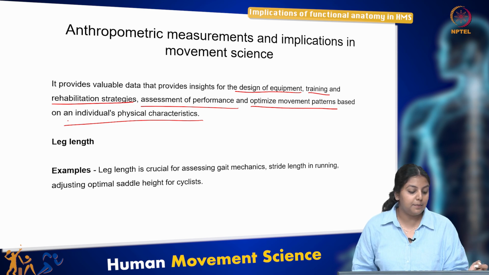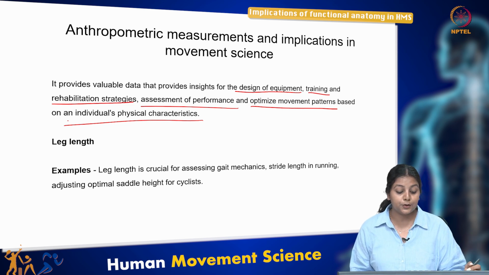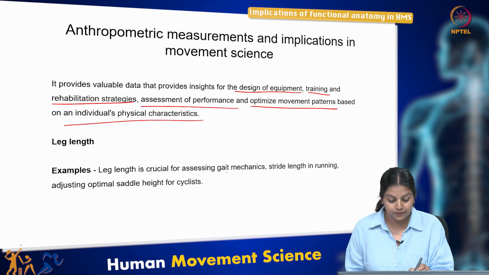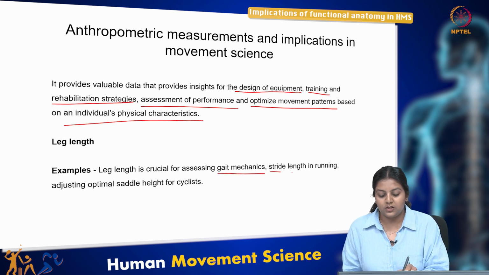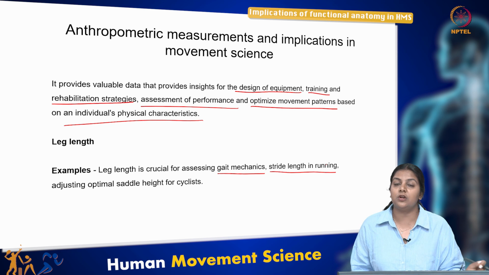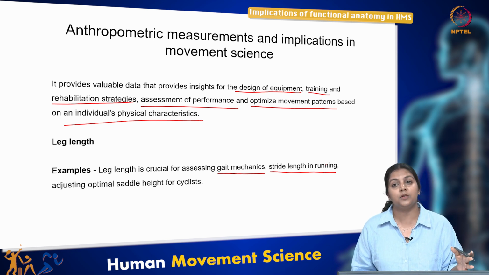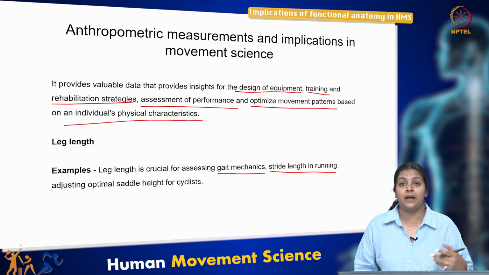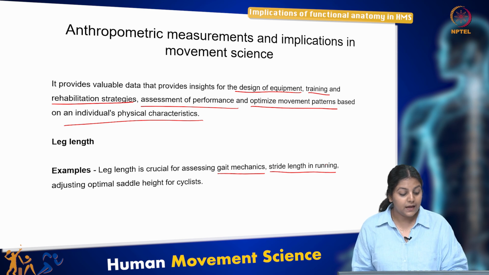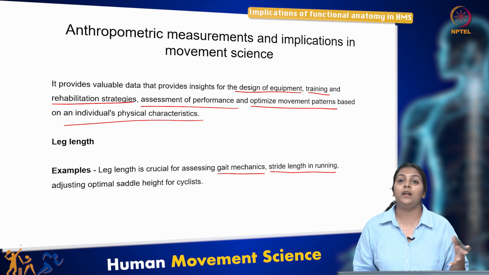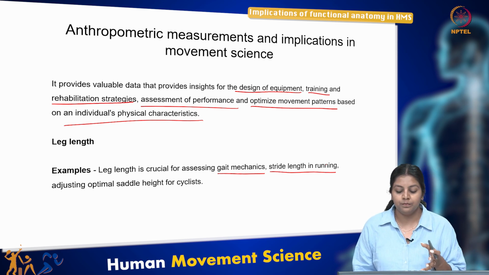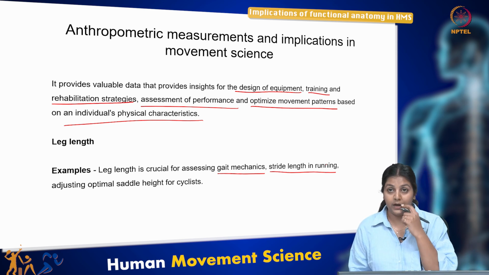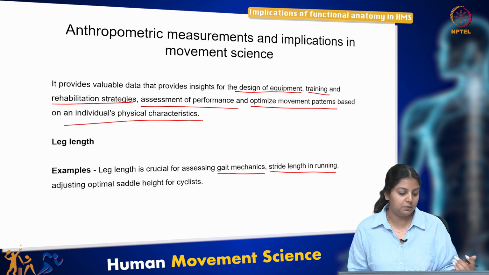So let's look at another example, which is leg length. So leg length is crucial for assessing gait mechanics, for example, like stride length in running. Of course, your stride length in running differs. So if you're a shorter person, you would have a tendency to have a smaller stride length, whereas if you're a taller person, you might have a massive stride. So hence leg length is quite important for us to assess so that we can correlate with the findings when you do a gait test or gait assessment or any running mechanics.